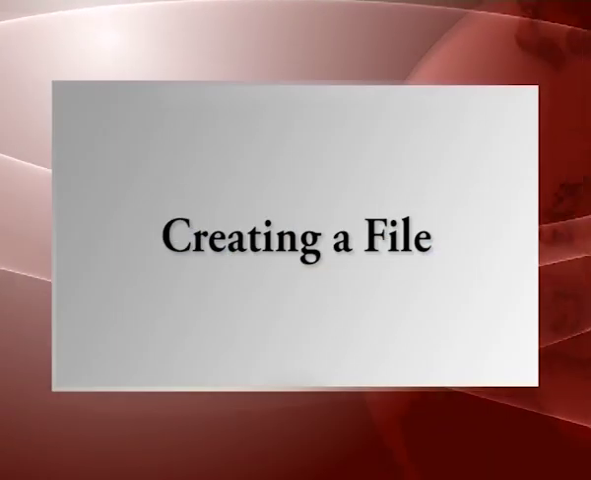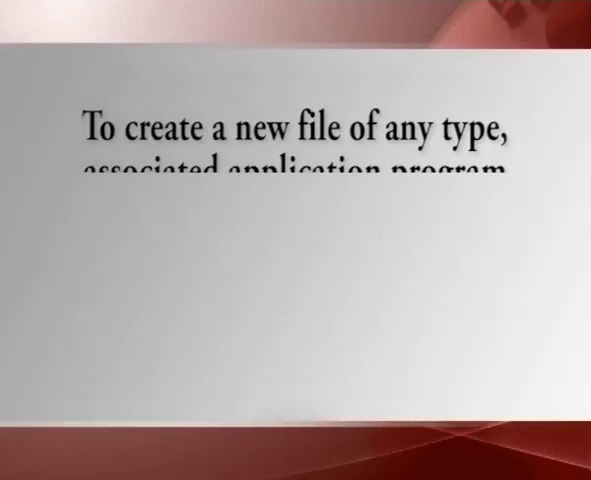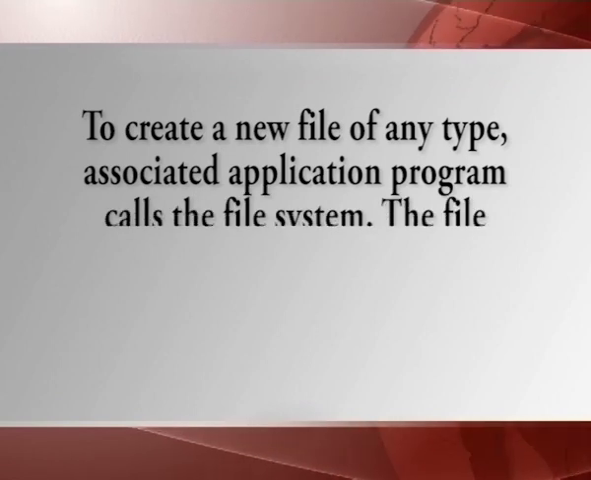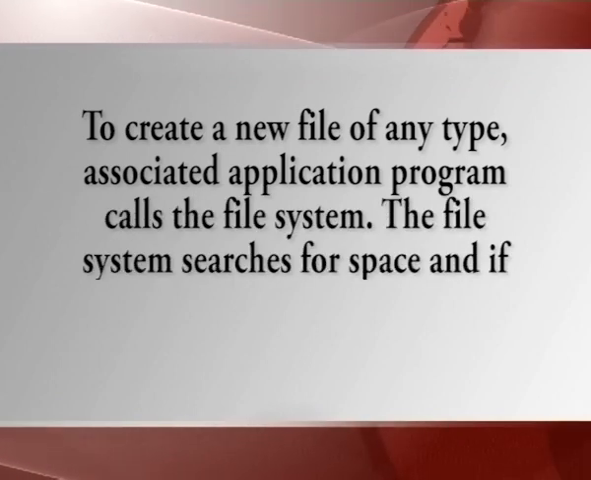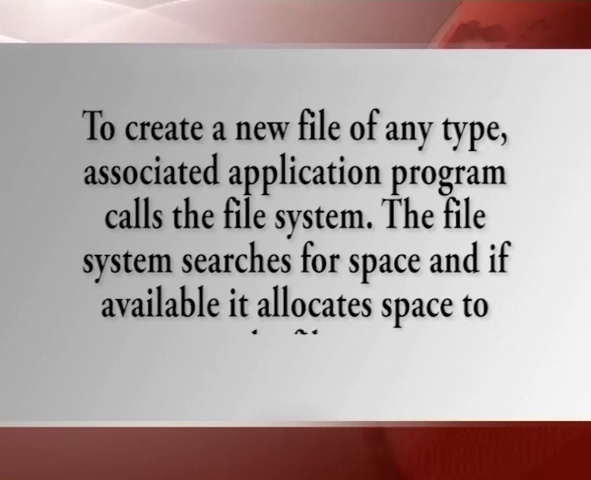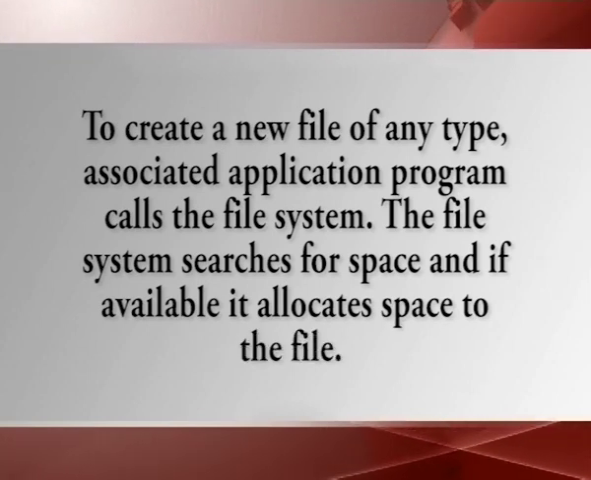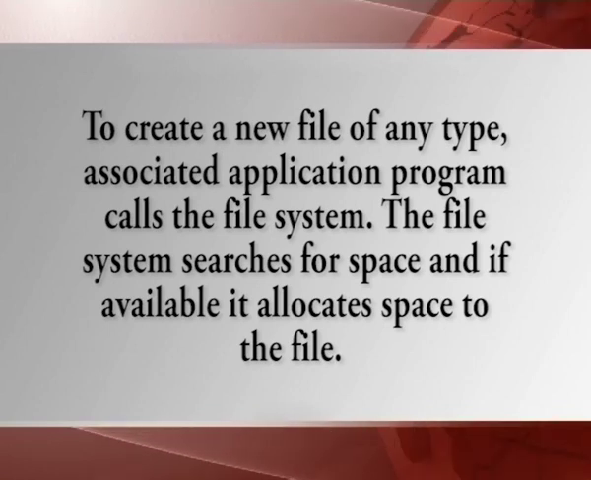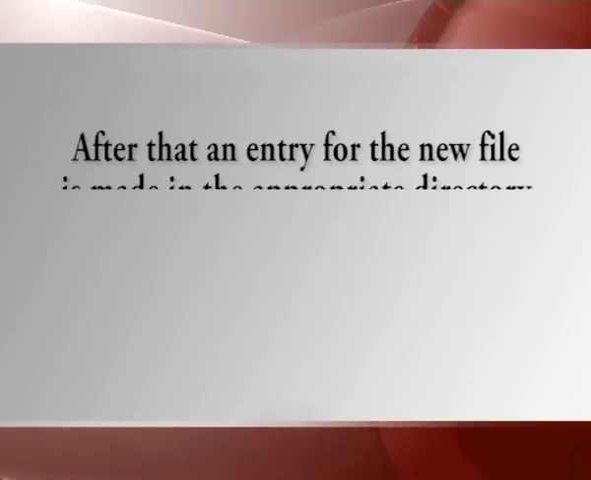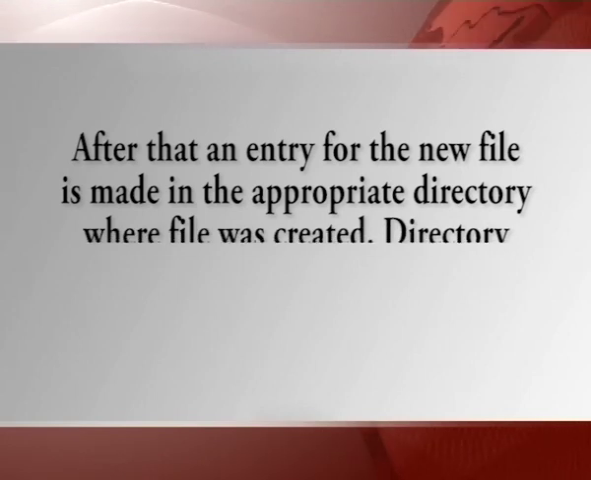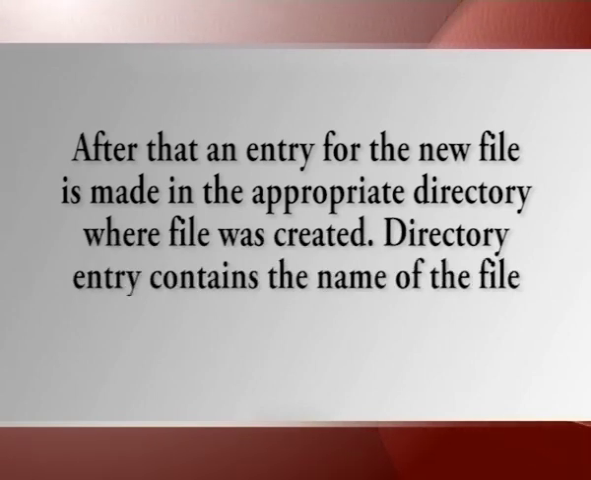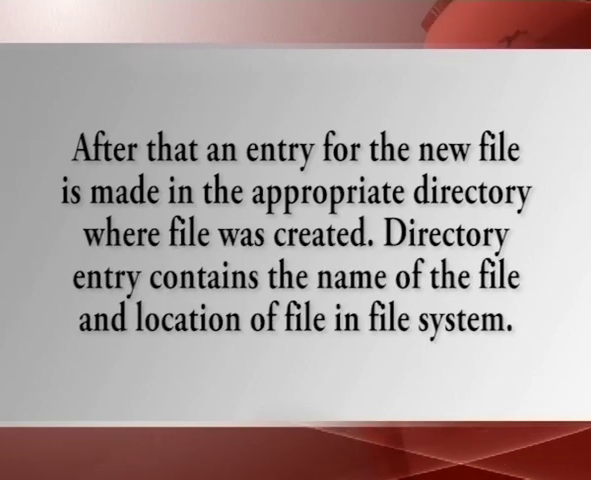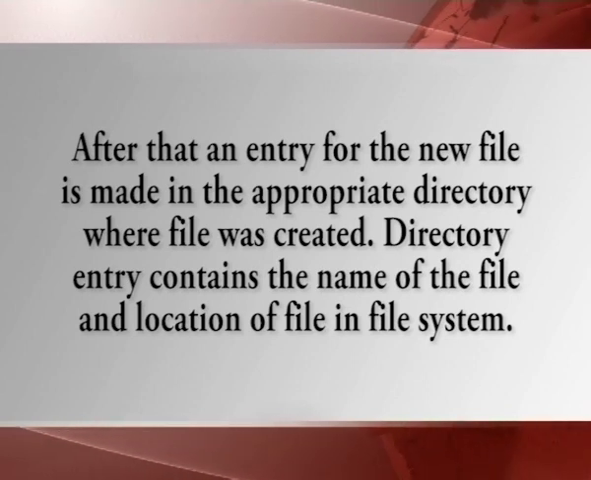First operation is creating a file. To create a new file of any type, the associated application program calls the file system. The file system searches for space and if available, it allocates space to the file. After that, an entry for the new file is made in the appropriate directory where the file was created. The directory entry contains the name of the file and location of the file in the file system.